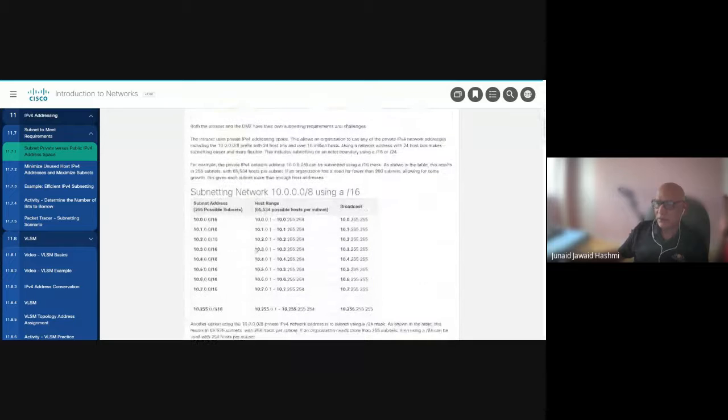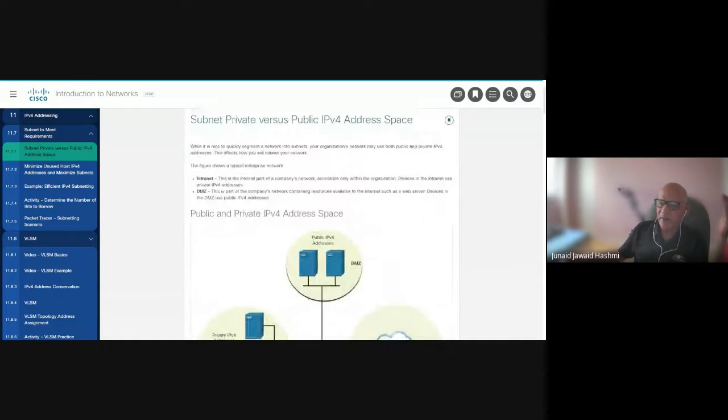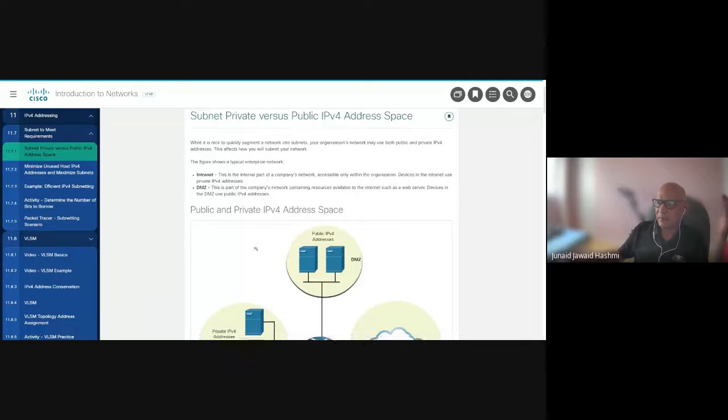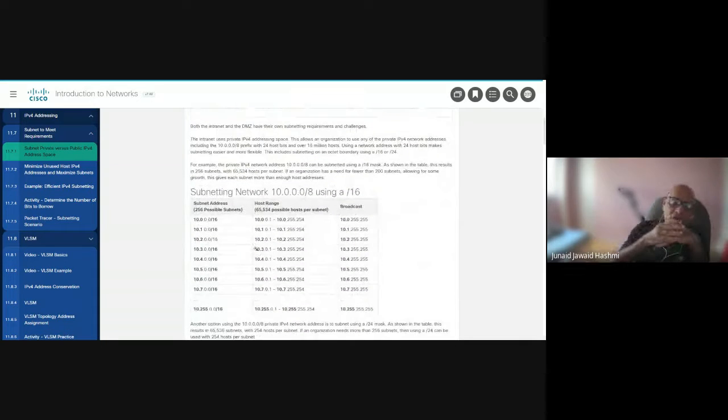Okay, subnetting private versus public addresses. Public addresses are more important to subnet because public addresses are routed on the internet. So for that reason, they have to follow certain rules. I told you about the private addresses. There's no reason to go borrowing bits from the host ID and adding them to the network ID.